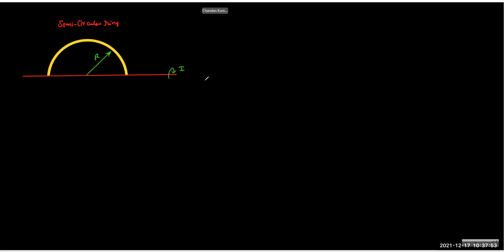So imagine now, let's do this question. Again, we'll do it by some theorem later on. But as long as I'm not teaching you any theorem or trick, just stick to the basics. Now, I'm giving you a semicircular ring of radius r, and you are supposed to find the moment of inertia about this axis.